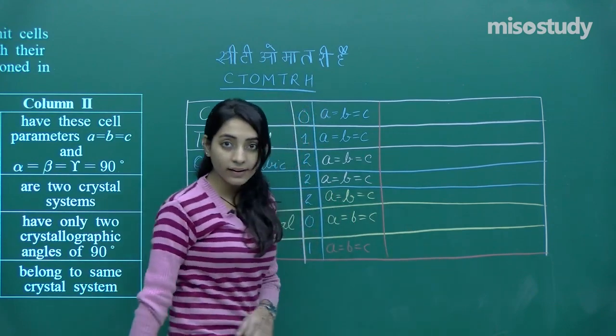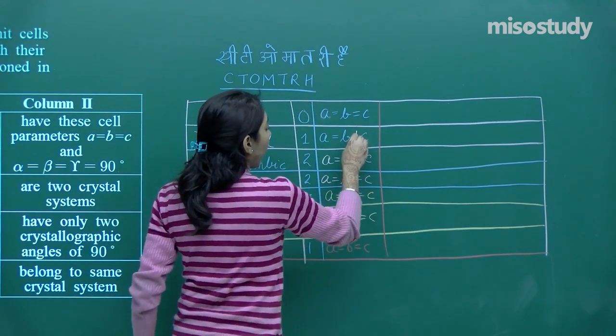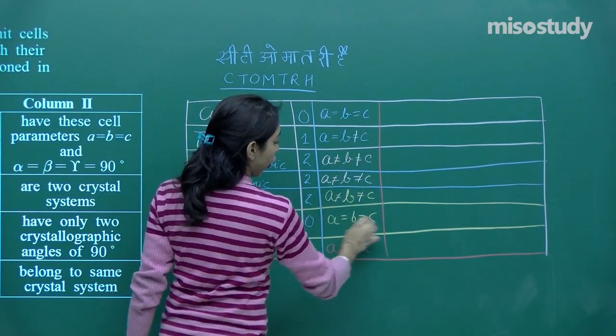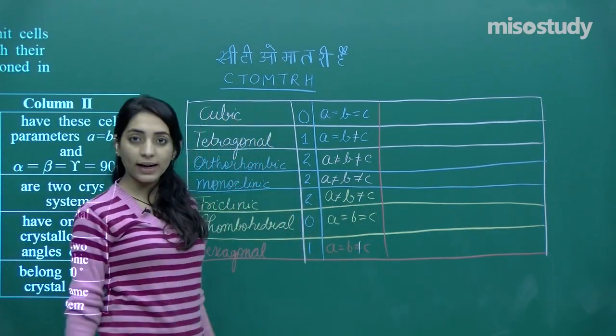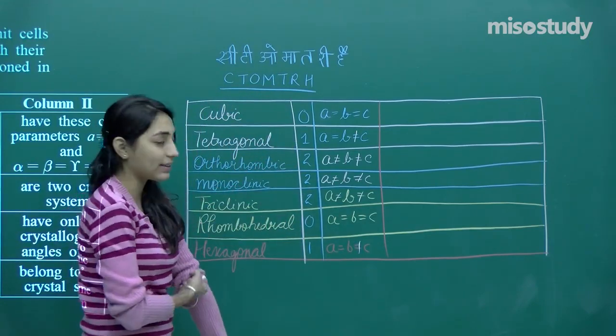So we'll say 0 means all are correct, 1 incorrect, 2 incorrect, 2 incorrect, 2 incorrect, all are correct, 1 incorrect, right? So this is 0, 1, 2, 2, 2, 0, 1, and here we can figure out this thing.